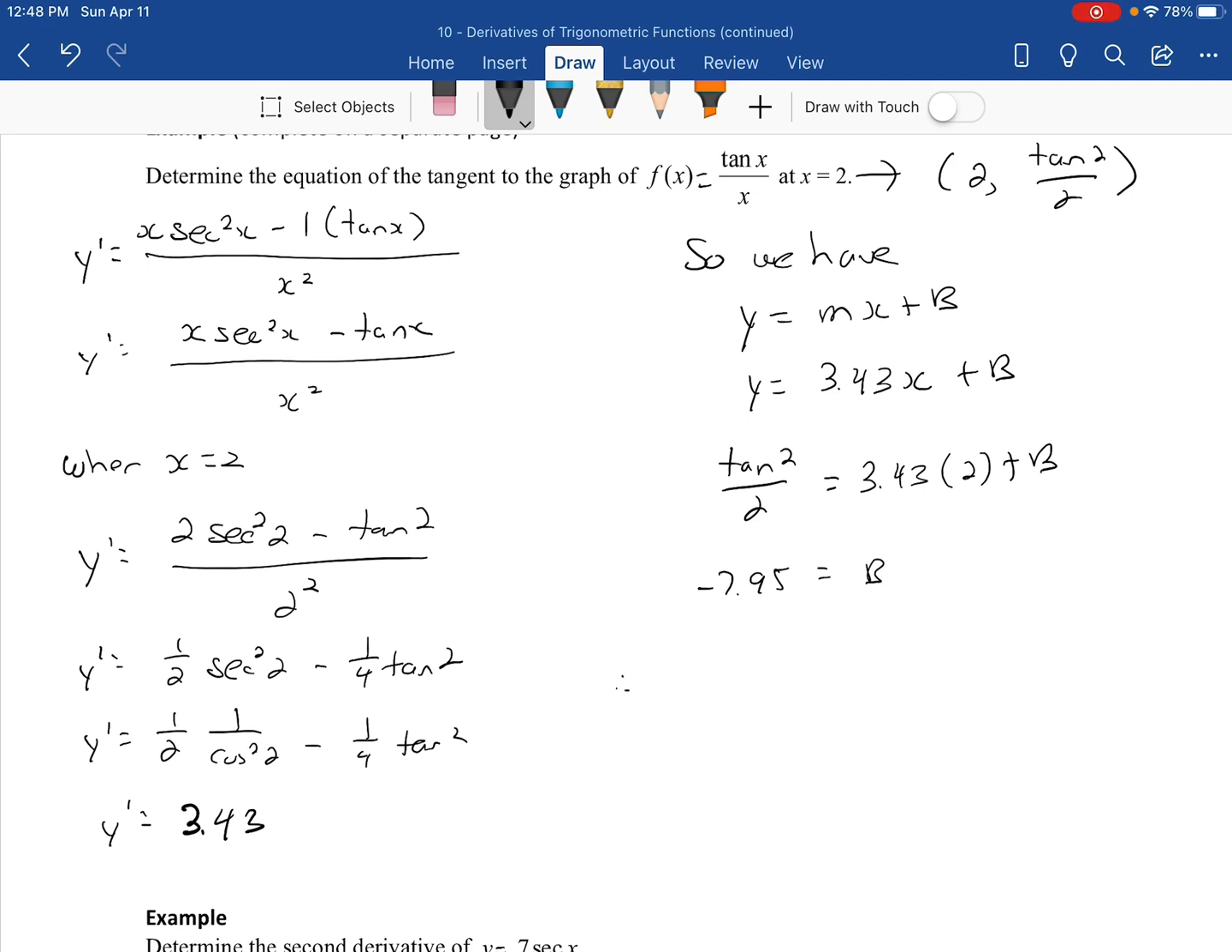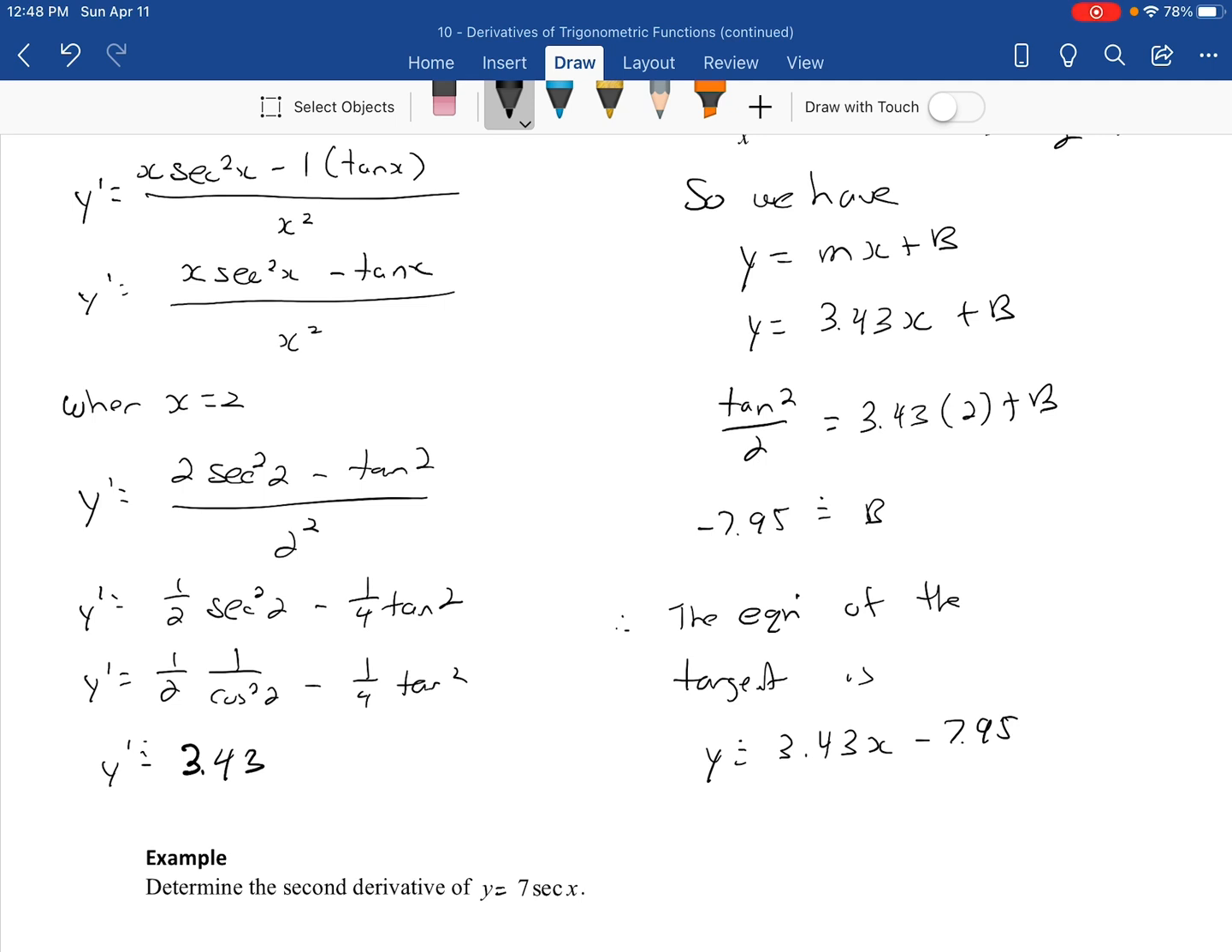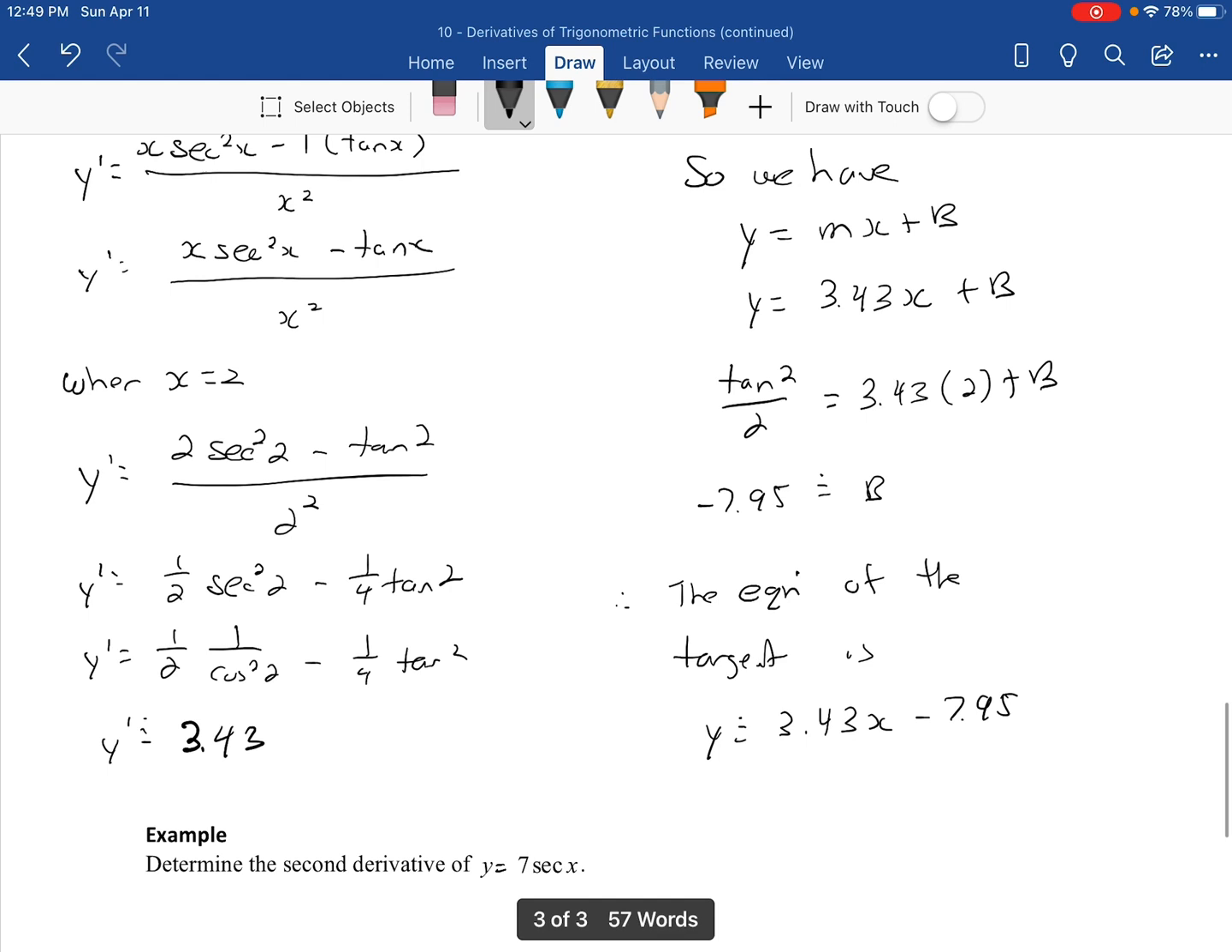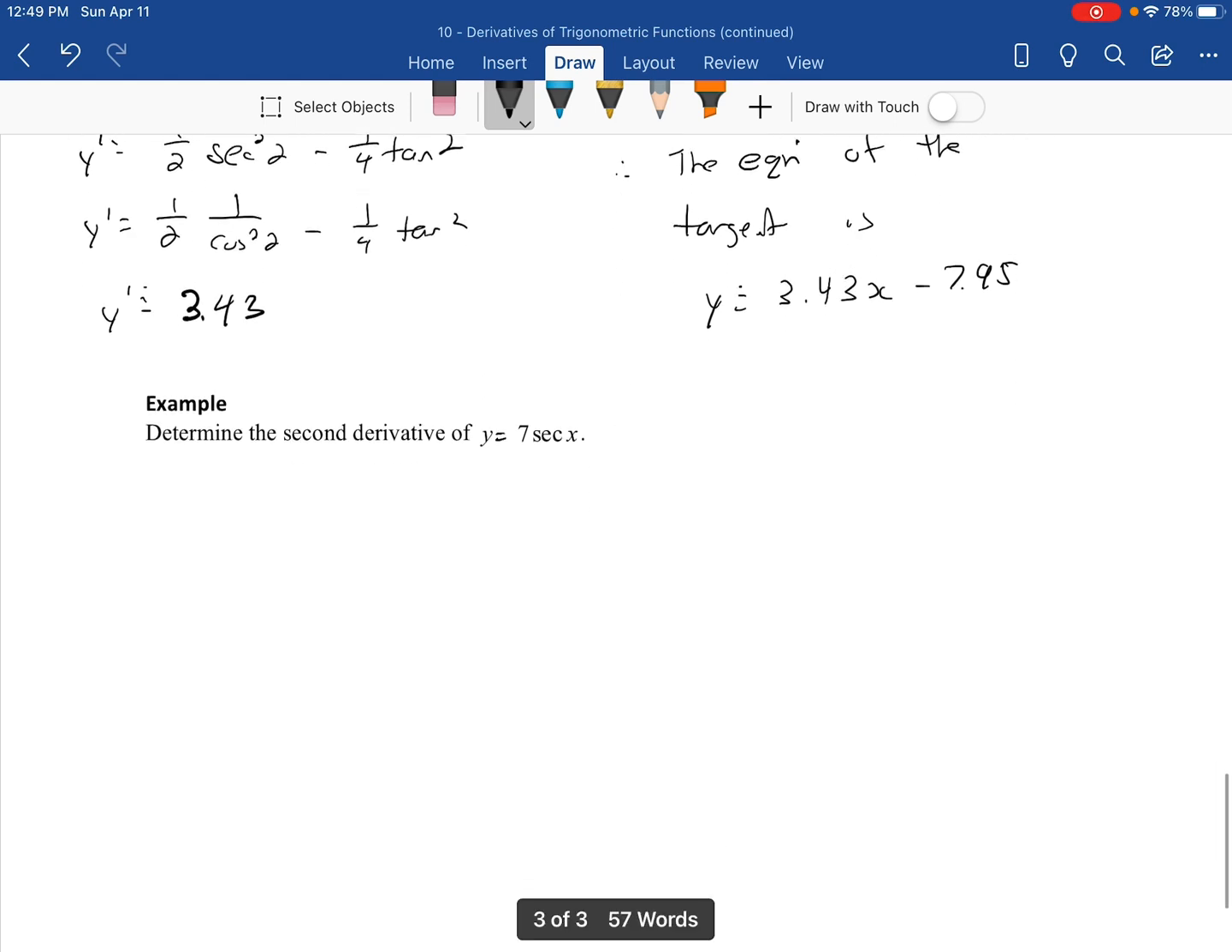So the equation of the tangent is y equals 3.43x minus 7.95. Maybe I should put a little dot over all those to say I've rounded off there. Those are approximate answers. I could carry around all those exact values, but it would be a big mess. Well, not the worst, but I went to decimals here because those things were going to be complicated.